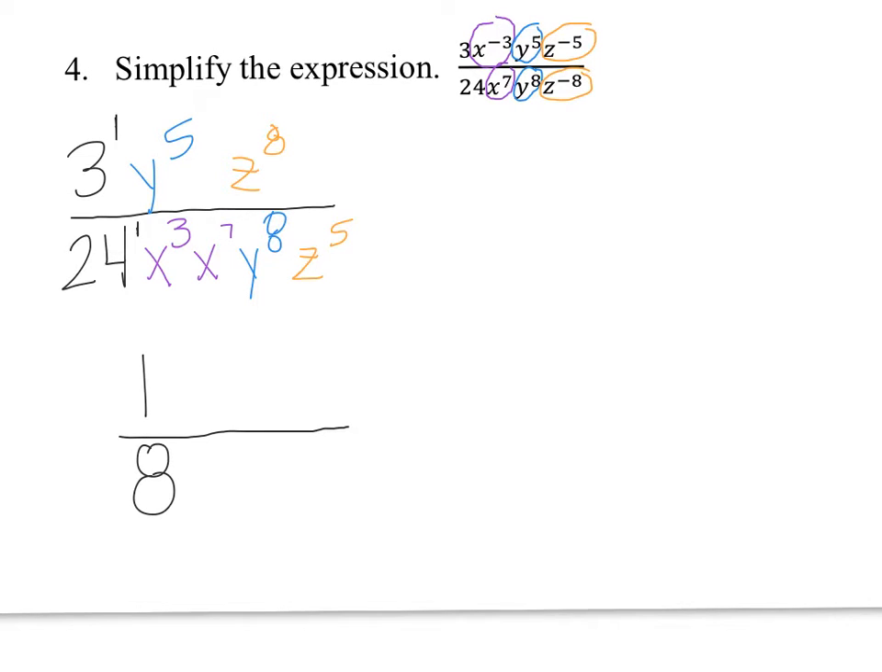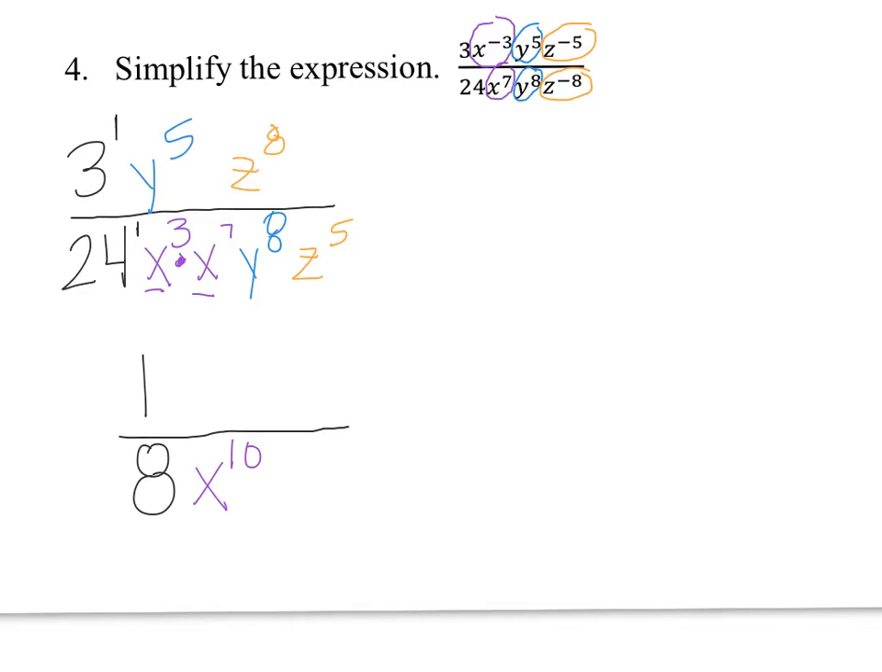Now I'm going to look at my x's. Now when I look at my x's, they're both on bottom. If they're both on bottom, that means they're being multiplied together. So they're going to stay on bottom because they're both on bottom. And I have to think, if I multiply them with the same base, what should I be doing with my exponents? Well, they should be adding together.